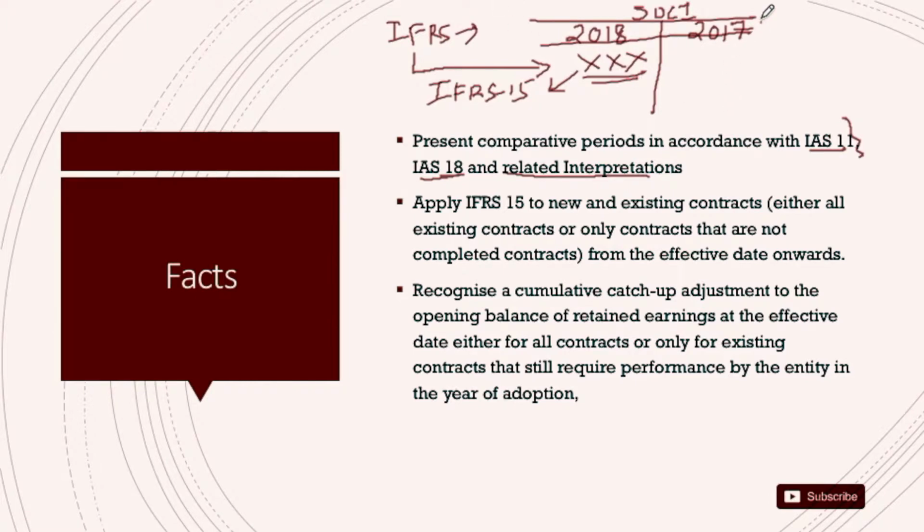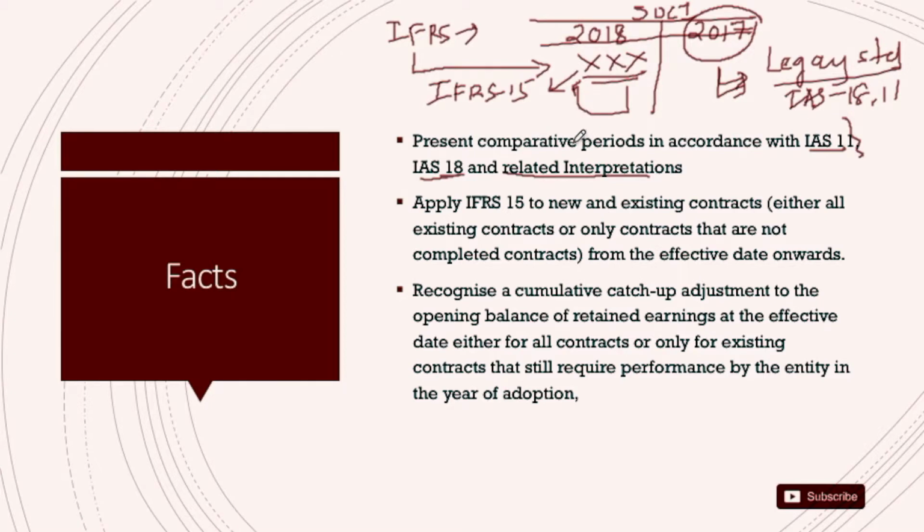Which means the 2017 figures will be based on the legacy standard, the old standard, that is IAS 18 and IAS 11 or IFRIC relating to your royalty points. So the 2017 figures, or the prior year figures, will represent the old standard, and the current year figures, or the initial date of application for IFRS 15, will reflect the new revenue recognition standard. So this is the meaning of the first line.